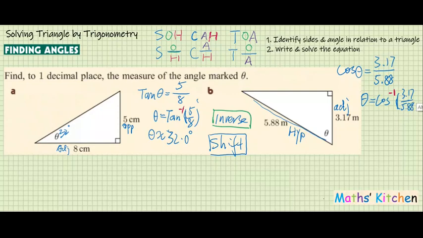Now put in your calculator, same thing. Use shift key and then cosine. On your screen, you will have a cosine minus 1 power and the bracket. You put in 3.17 divided by 5.88 and remember, bracket off. You find the value of theta approximately 57.4 degrees. That's how we find angles.